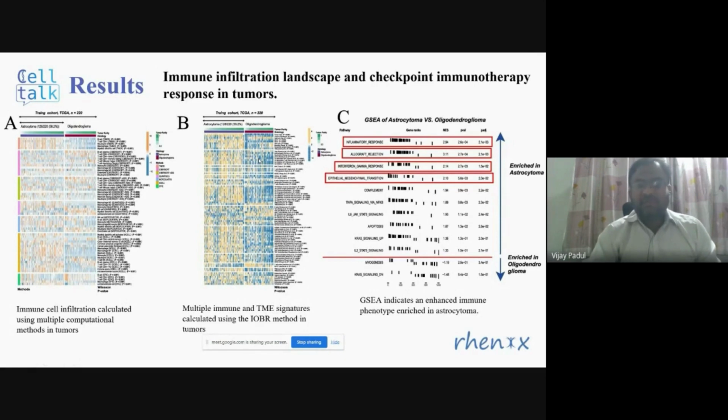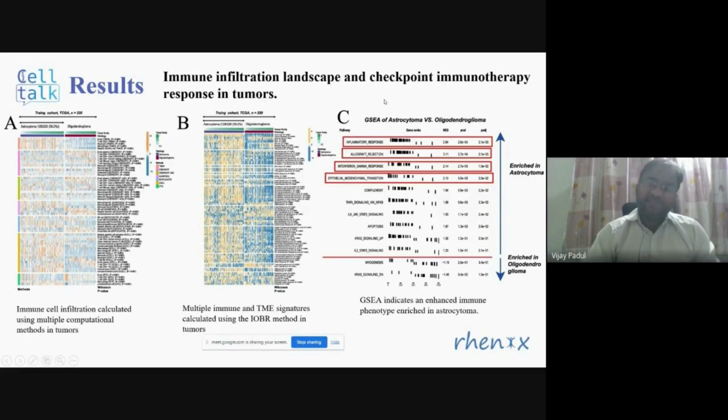That means immune infiltration of the immune cells is not present in the oligodendroglioma tumors as compared to the astrocytoma, and that is also a factor why oligodendroglioma may have the higher tumor purity as compared to the astrocytoma. So that is becoming apparent in this particular analysis.